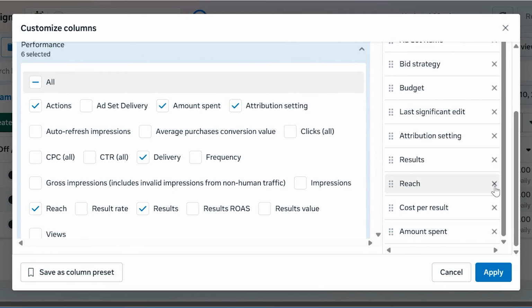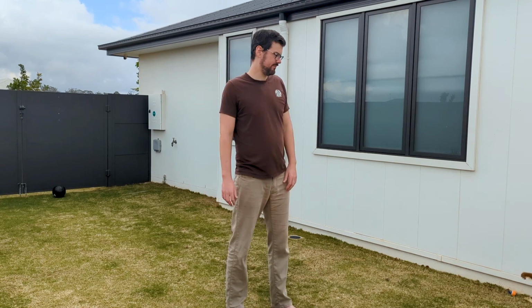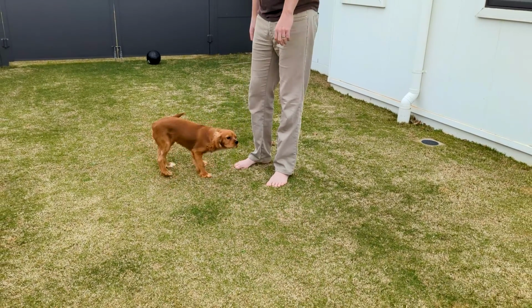After years of testing every metric in Facebook ads, it turns out the smartest thing I ever did was delete half of my columns, go outside and touch some grass.